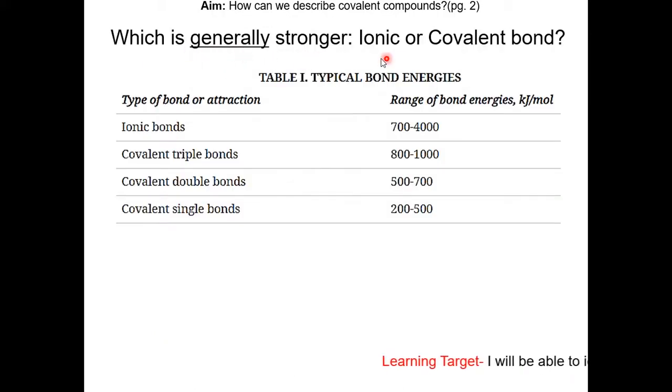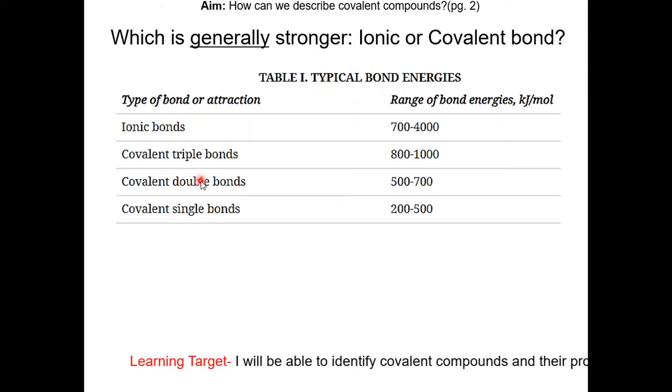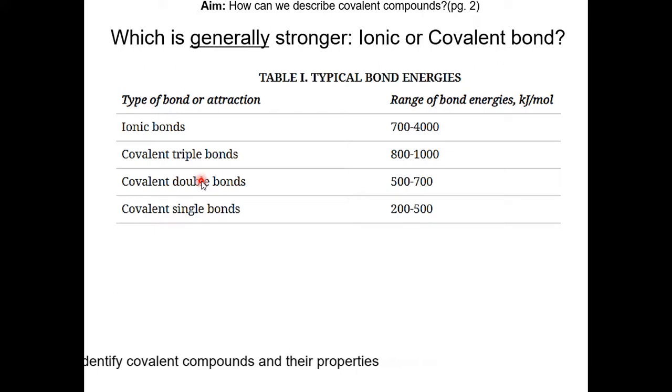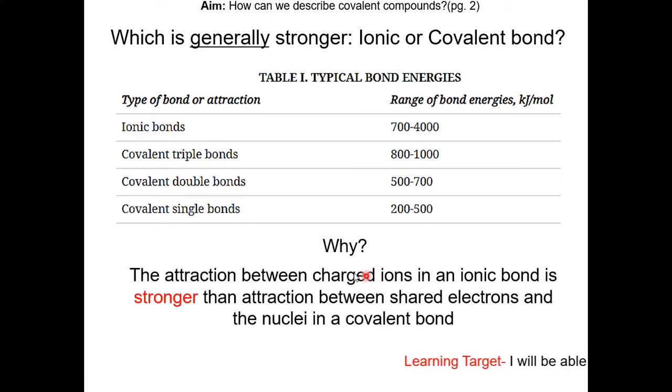Which is generally stronger, an ionic or covalent bond? Here I have a table listing the typical bond energies of ionic and covalent bonds. If you recall from the previous unit, bond energy is the amount of energy it takes to break a bond. So the more energy you need to break the bond, the stronger the bond. Based off this table, the ionic bond is the stronger one. Why is that? The attraction between charged ions in an ionic bond is stronger than the attraction between shared electrons and the nuclei in a covalent bond.